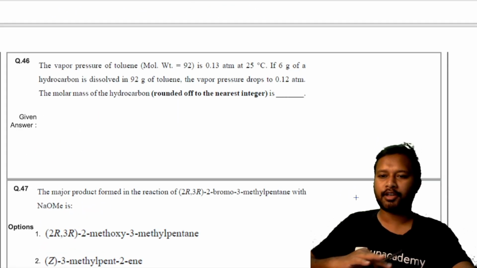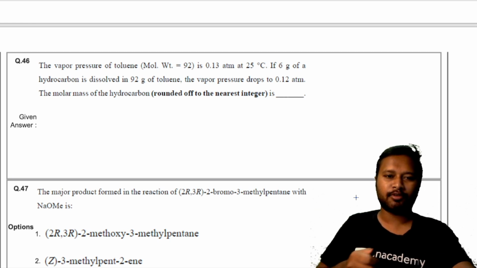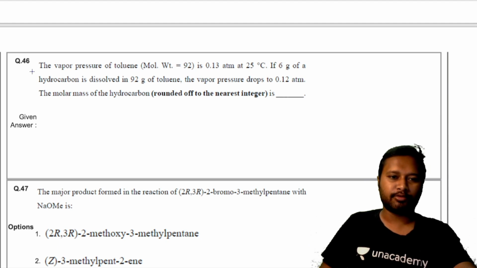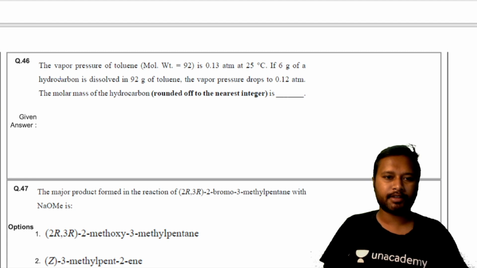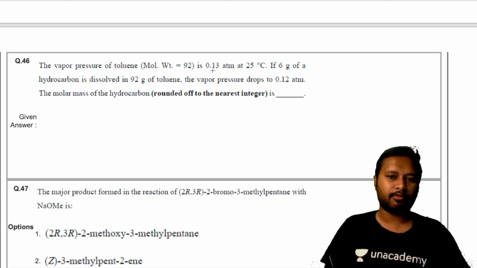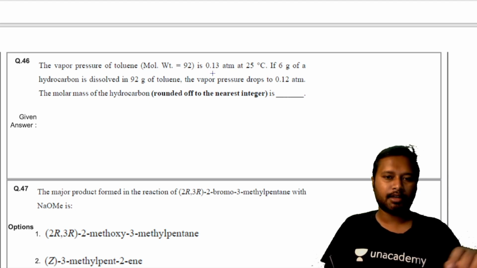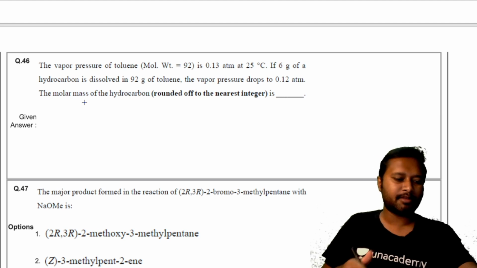All right, after recording some of the questions, I found that I just skipped one or two, so let me add them as well. The question over here was left out. The question is question number 46, and it says that the vapor pressure of toluene, molecular weight given to you, is 0.13 atm at 25 degrees Celsius. If 6 gram of hydrocarbon is dissolved in 92 gram of toluene, the vapor pressure drops to 0.12 atm. The molar mass of the hydrocarbon is being asked.